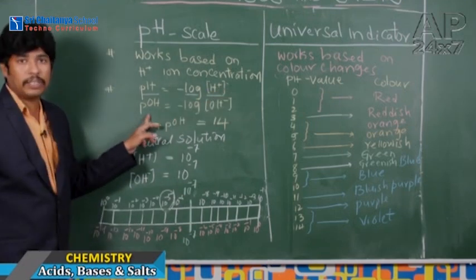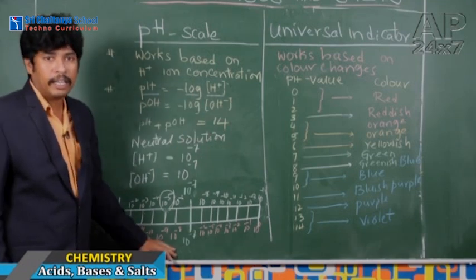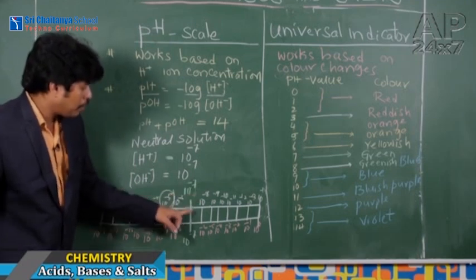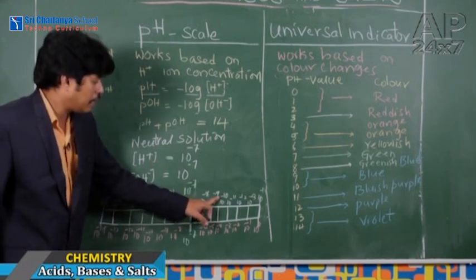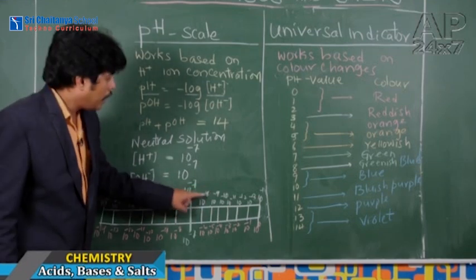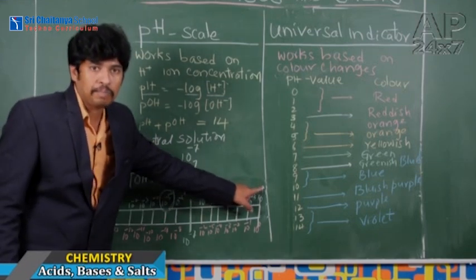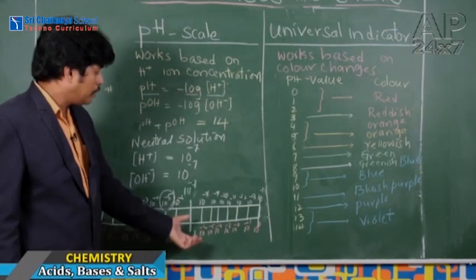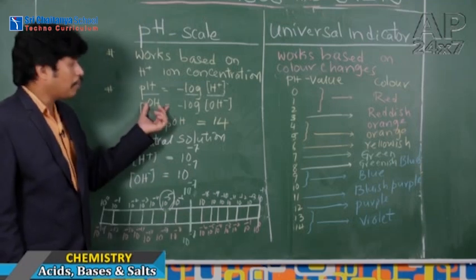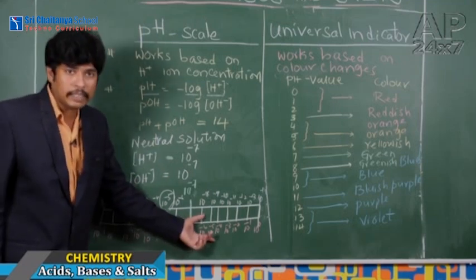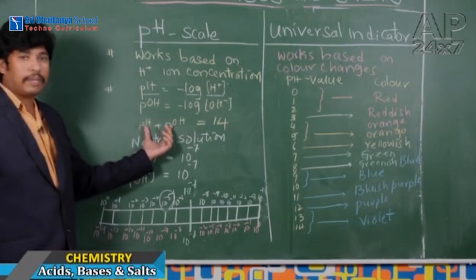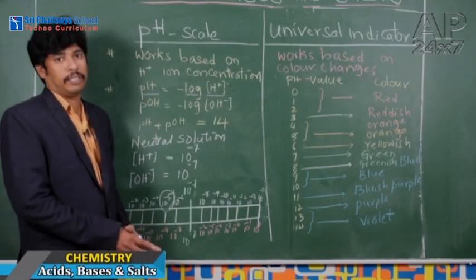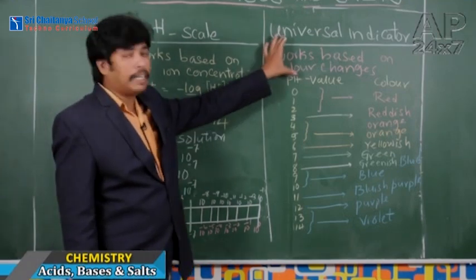But in the case of basic solutions, it is not possible to calculate directly as the H plus ion concentration is very low. Here you can see 10 power minus 7, 10 power minus 8, 10 power minus 9. That means in basic solutions, the H plus ion concentration keeps on decreasing. So these values are not sufficient to calculate the pH value directly. Hence, first of all, we have to find the pOH of the solution using the OH minus ion concentration, so that based upon pH plus pOH equal to 14, we can easily find the pH of a basic solution. And the second one is the universal indicator, we know.